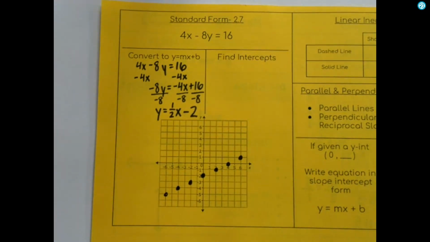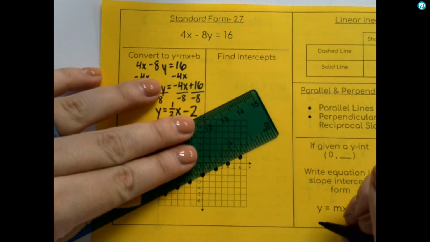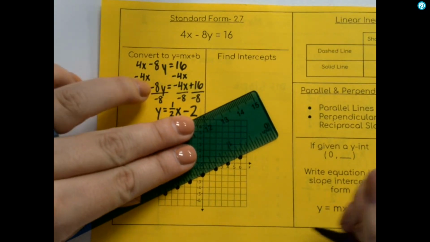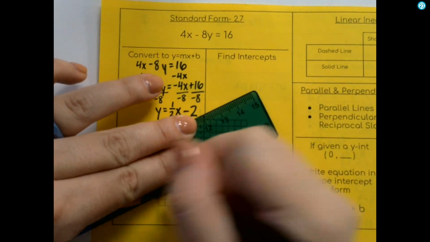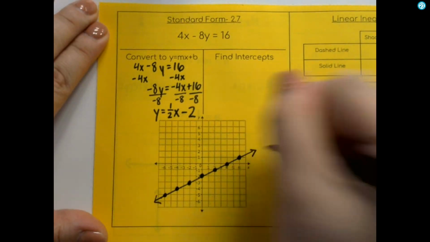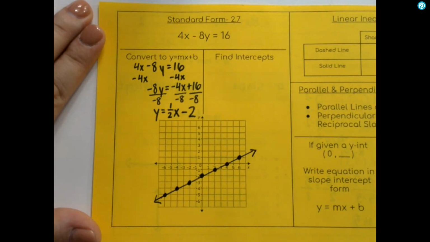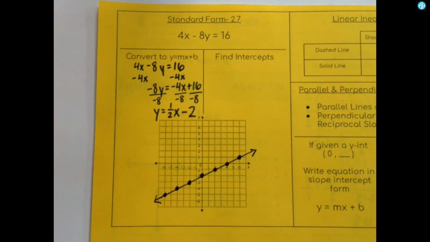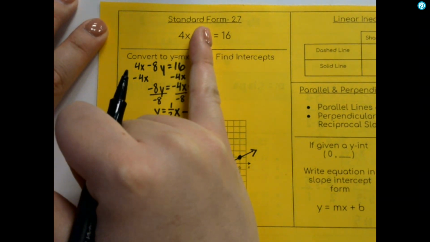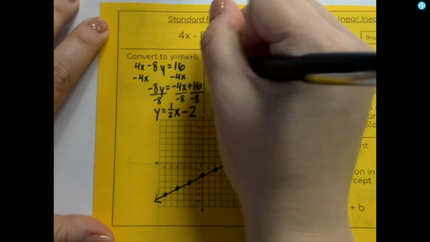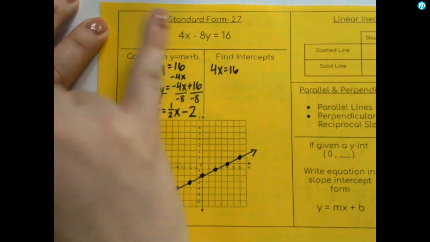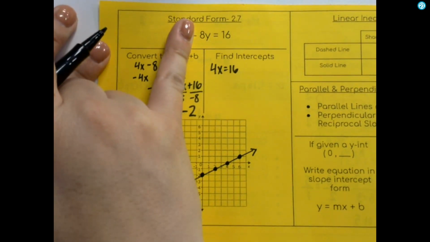So if converting is the method that you prefer, that is converting. Any questions about converting? Okay. I feel like a lot of us preferred intercepts. So intercepts are when we find our x-intercept by plugging in 0 for y, and find our y-intercept by plugging in 0 for x. So I'm not going to write all that out. Instead, I'm just going to solve 4x equals 16. And then I can also solve negative 8y equals 16.